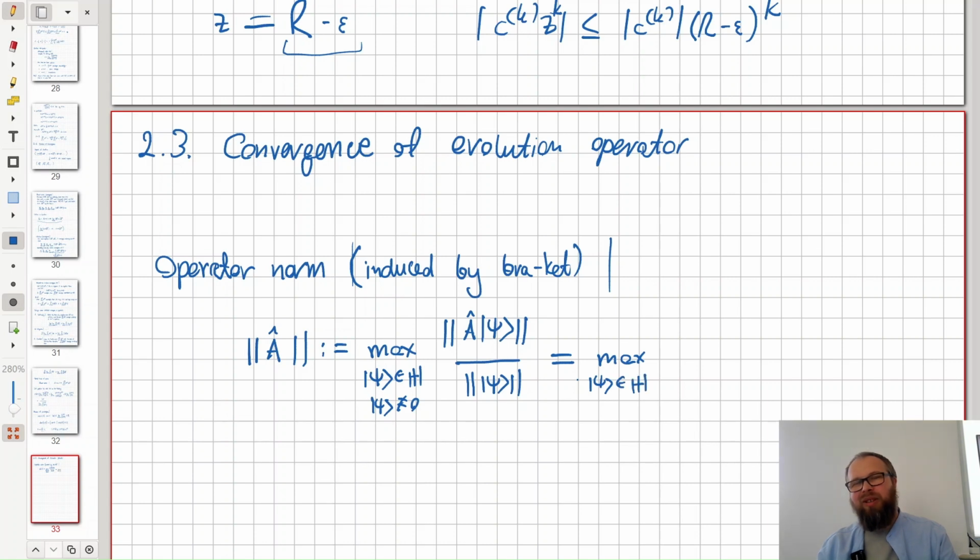Because we know our norm is in bracket notation, we know what it is. So just to realize what this means, what you would have to calculate.